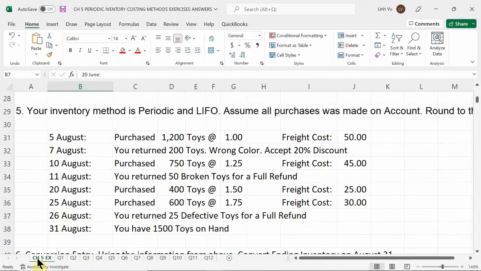So in this case, we're going to be moving on to question number 5, which is your inventory method is periodic and it is LIFO this time. And it says assume that all purchases were made on account, and round to the nearest penny.